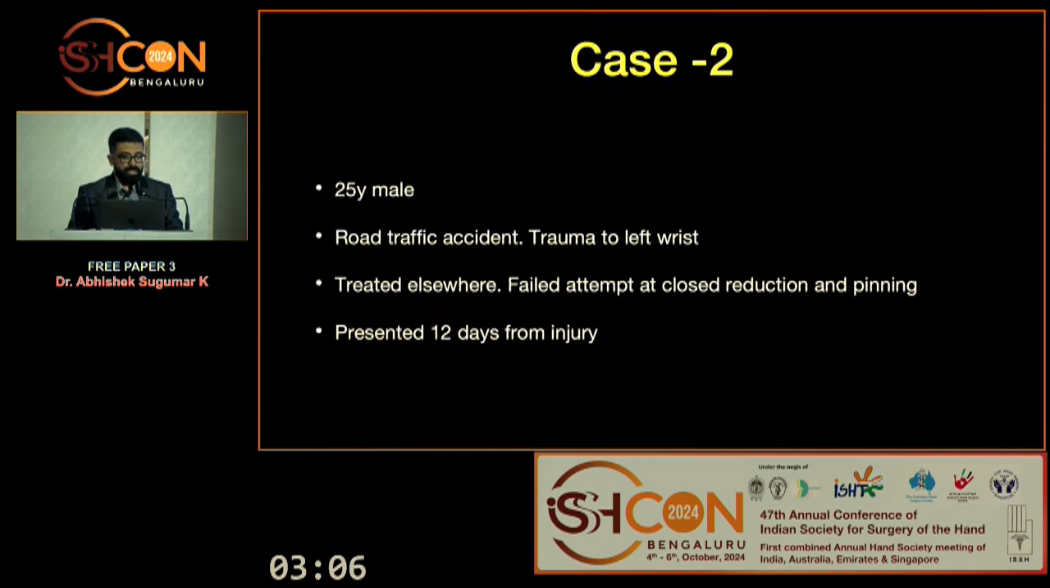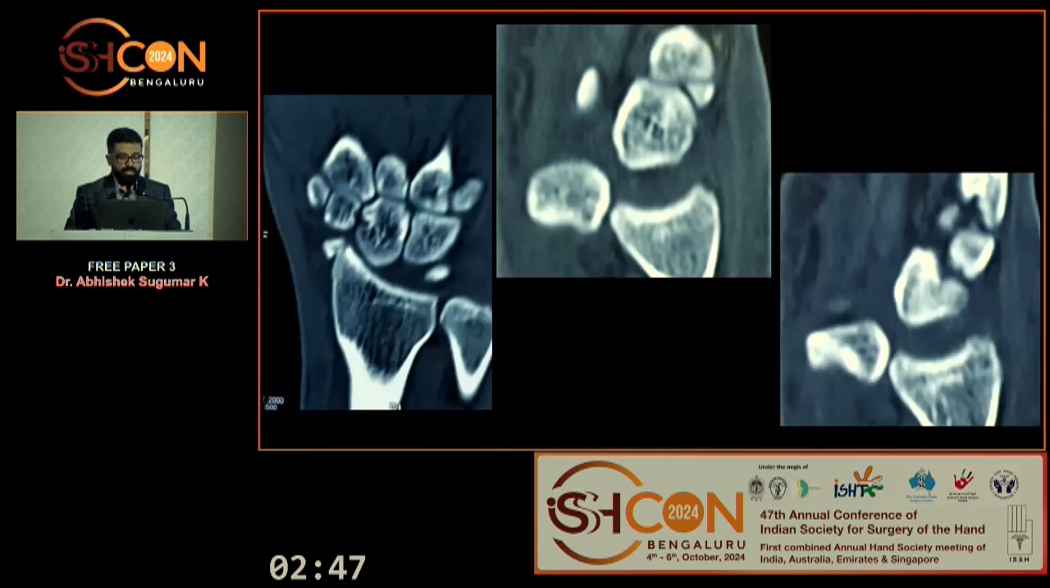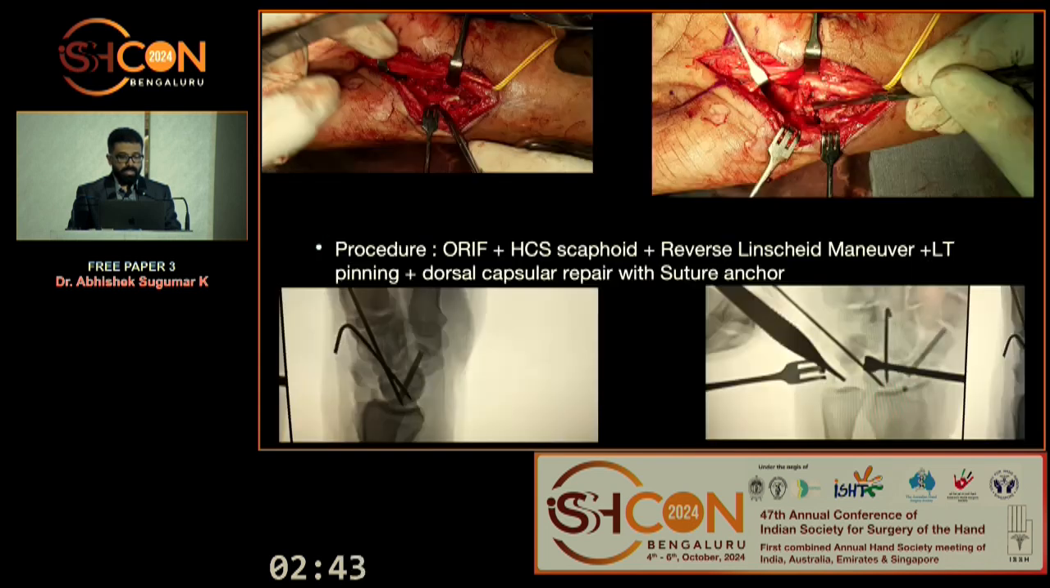Case 2: a 25-year-old male, road traffic accident, with an attempted failed closed reduction and pinning outside, referred to us 12 days from the date of injury. This is the pre-op X-ray showing a transstyloid, transscaphoid perilunate dislocation with the path of trauma exiting from the ulnar styloid. This is the preoperative CT scan showing the subluxation of the lunate and the distal pole of the scaphoid.